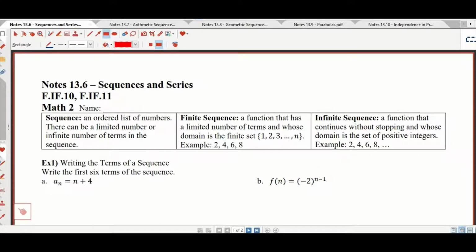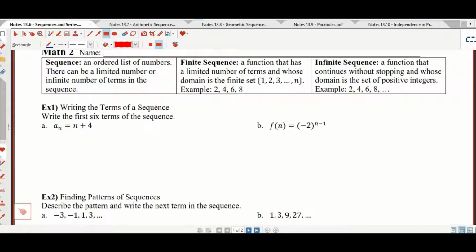This is Mr. P. Today we're going to be doing our section 13.6 in the secondary math 2 honors section, sequences and series guided notes. Let's get to it. A sequence is an ordered list of numbers. There can be a limited number or an infinite number of terms in the sequence.